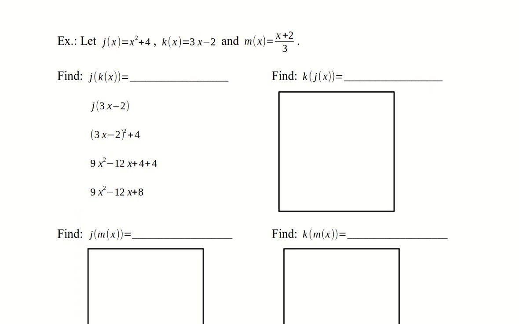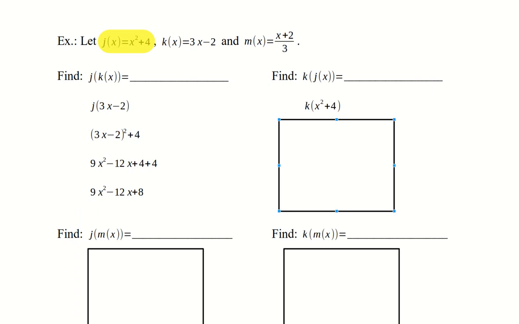So let's do another one. The next question asks us to find k of j of x. Now, notice that this is not the question that we just did. The question that we just did is j of k of x. So this asks us to look up what j is. So we look for the rule j. There's the rule j, x squared plus 4. We're going to plug x squared plus 4 into the rule for k. So it says k of x squared plus 4.